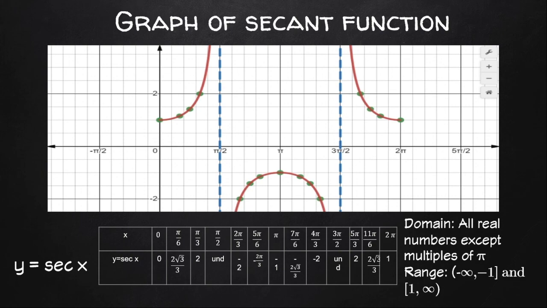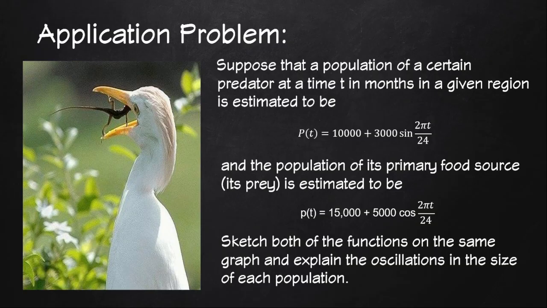So let's apply what we have learned in the trigonometric functions. Let's take a look at an application problem. Suppose that the population of a certain predator in a region at time t in months is estimated to be the function P(t) equals 10,000 plus 3,000 sine 2 pi t over 24. And the population of its primary food source, the prey, is estimated to be the function p(t) equals 15,000 plus 5,000 cosine 2 pi t over 24. Sketch both functions on the same graph and explain the oscillations in the size of each population.